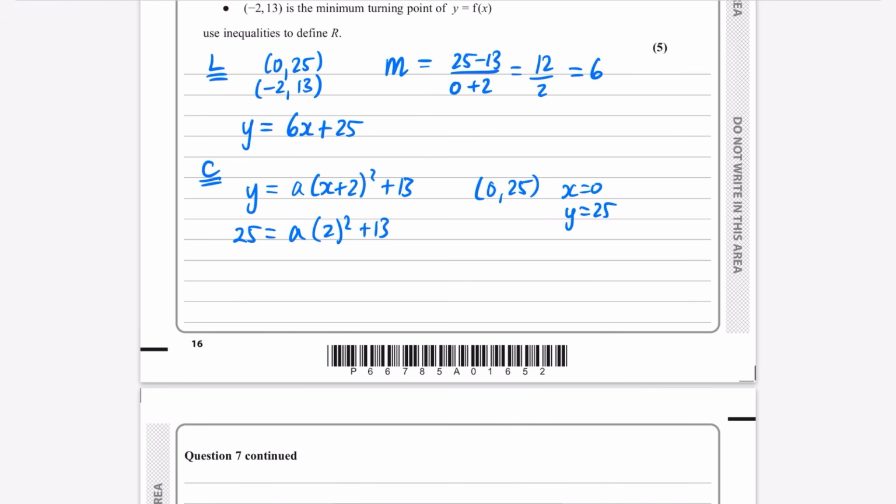So I'm going to solve this equation. I'll do 25 take away 13, which is 12, and a at 2 squared is 4, so that's 4a. 12 divided by 4 is 3, so a is equal to 3, meaning that the equation of this curve is y equals 3(x plus 2) squared plus 13. So these are my two equations: y equals 6x plus 25 and y equals 3(x plus 2) squared plus 13.